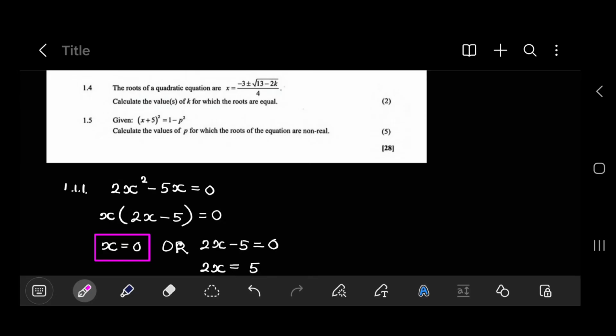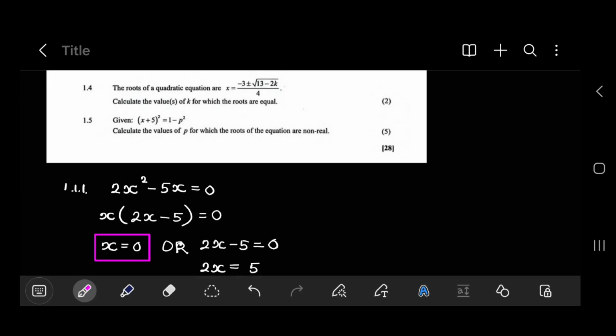Now 1.4 and 1.5 are actually tested on nature of roots. And 1.4 says the roots of a quadratic equation are, and basically what they've done is they've substituted values from a certain equation into the quadratic formula for you. And it says calculate the value or values of k for which the roots are equal.